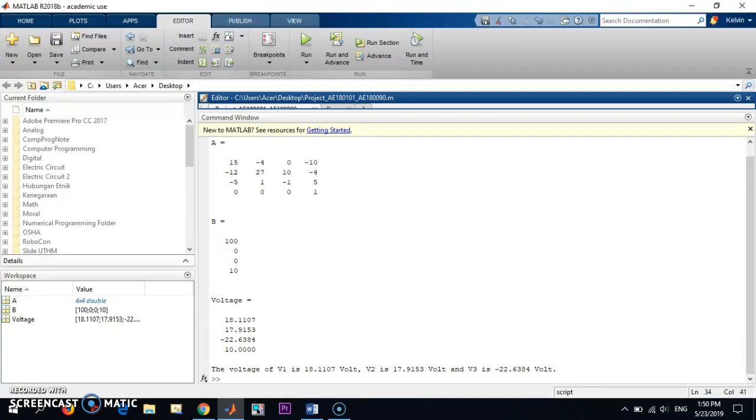The voltage of V1 is 18.1107 volt, V2 is 17.9153 volt, and V3 is -22.6384 volt. So this is our question 4.1.